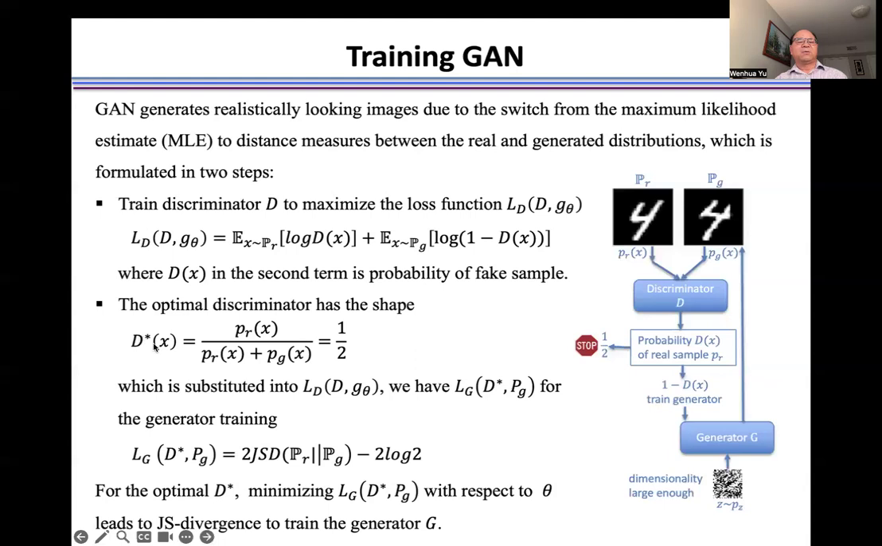The optimal value is reached when PR is equal to PG, namely, the optimal value D star is equal to 1 over 2, which is substituted into LD. We have LG for the generator training, where this is the JS-Divergence for the optimal D star. Minimizing LG with respect to the model parameters theta leads to JS-Divergence to train the generator G.